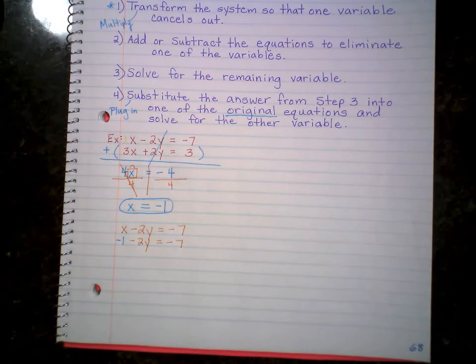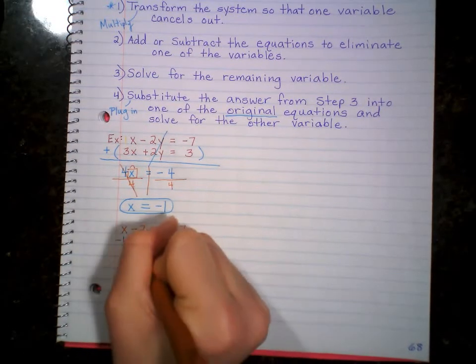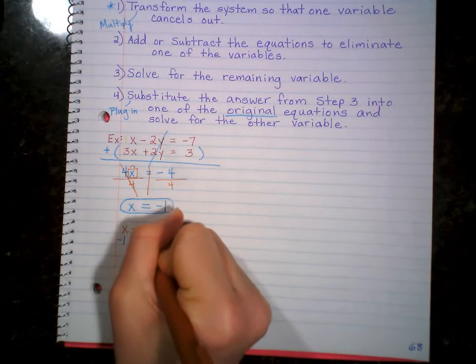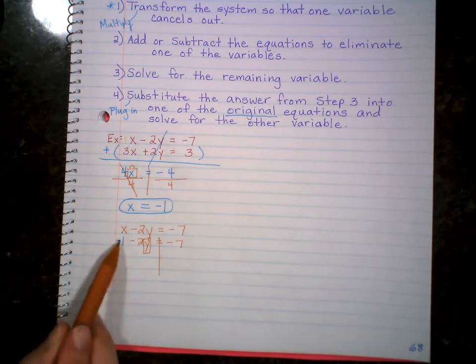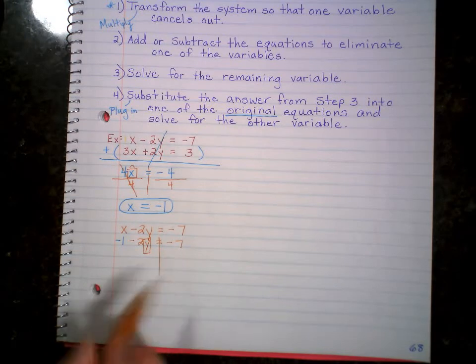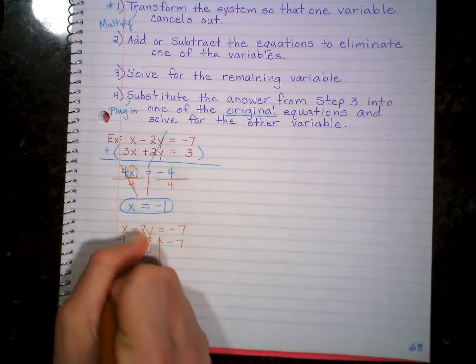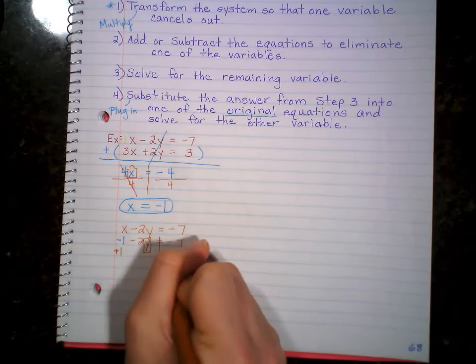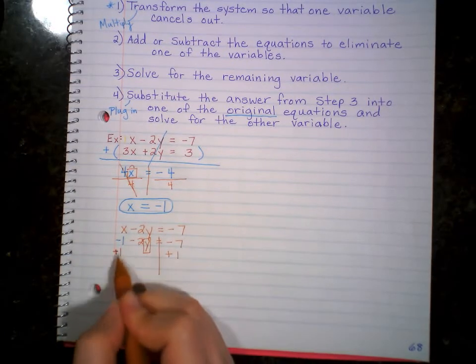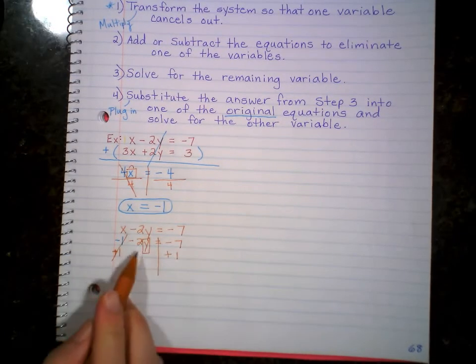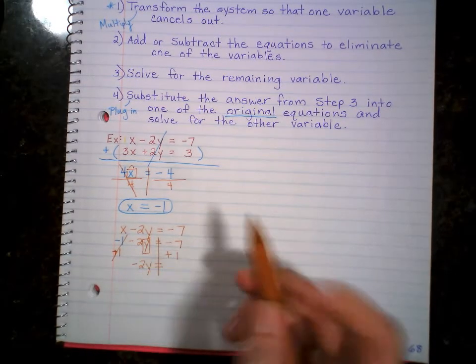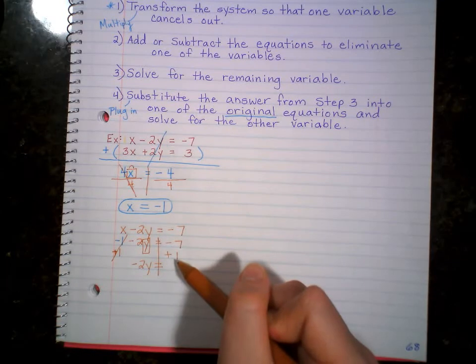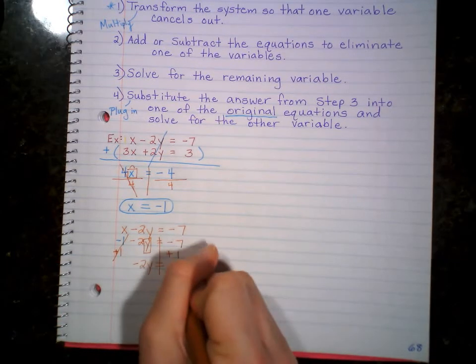Okay, so now it's a two-step equation. Draw the line, box up the variable, combine like terms. I need to get this negative 1 to the right side. So the opposite of negative 1 is plus 1. I need to add 1 to both sides. Negative 1 plus 1 goes away. That leaves us with negative 2y equals negative 7 plus 1, negative 6.